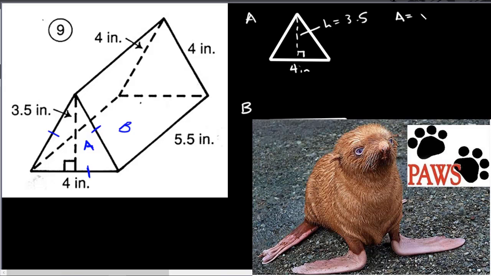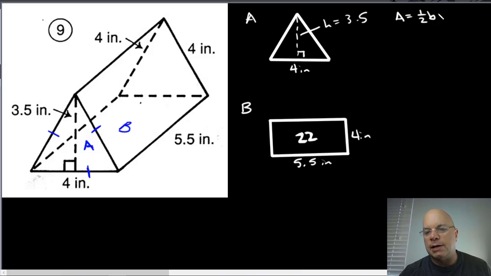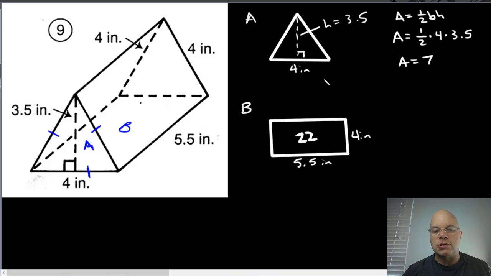Area of a triangle is 1/2 base times height, 1/2 multiplied by the base multiplied by the height, or the product of the base and the height divided by 2. It's all the same thing. In this case we have 1/2 multiplied by 4 multiplied by 3.5. Half of 4 is 2, and 2 times 3.5 is 7. So the area of this triangular face is 7.